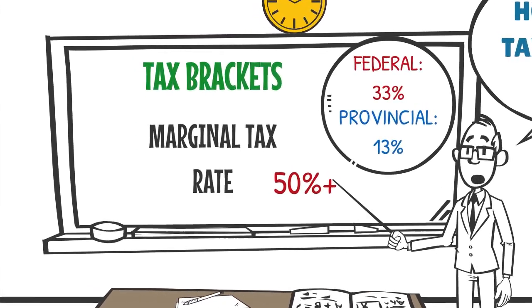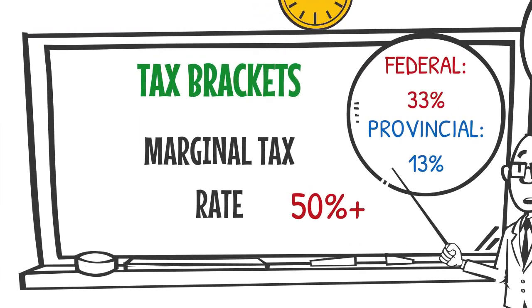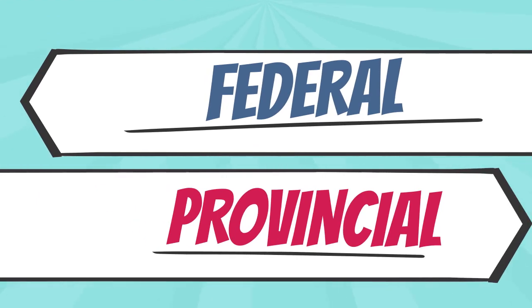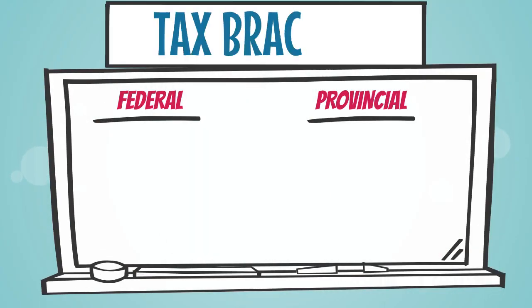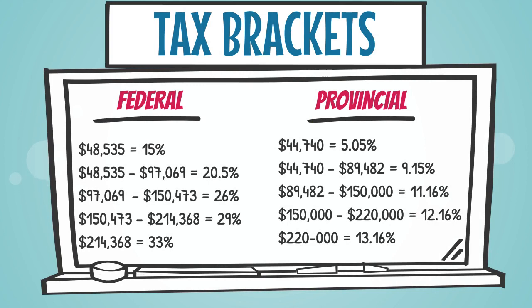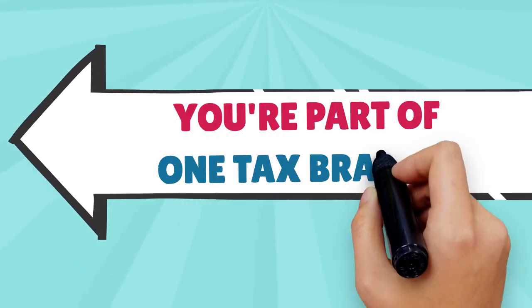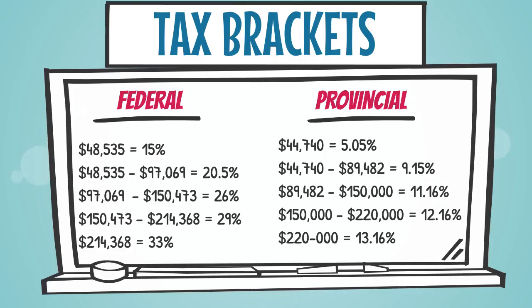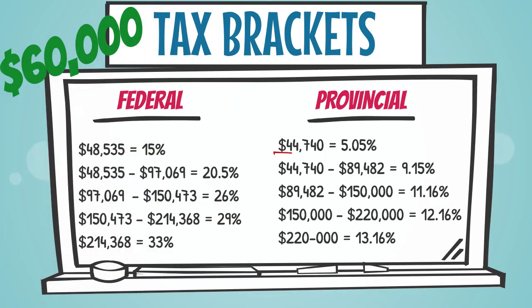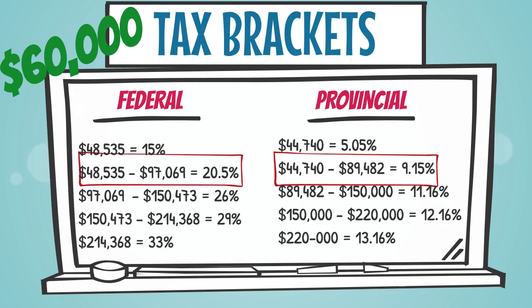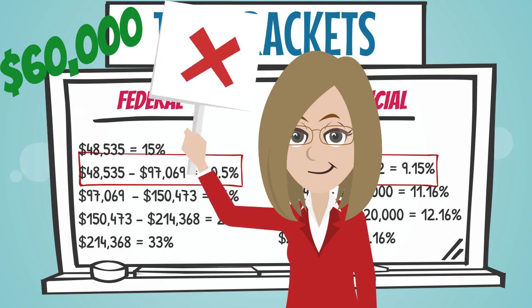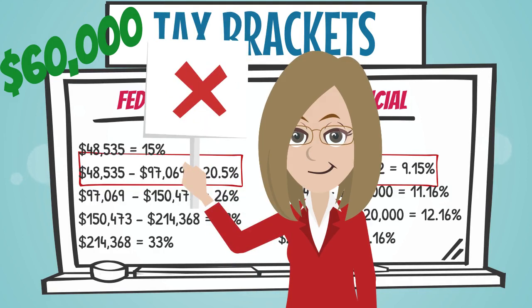When we're looking at the different tax levels, there are two factors that come into play: federal taxes and provincial taxes. For the 2020 tax year, here are the federal and provincial tax brackets. One common misconception is that you're part of only one tax bracket. So as an example, if you made $60,000 in Ontario, then you would fall into the $44,000 to $89,000 tax bracket and would therefore pay 9.15% in provincial taxes and 20.5% in federal taxes. However, this is not the case. The tax brackets are applied at each level of income.